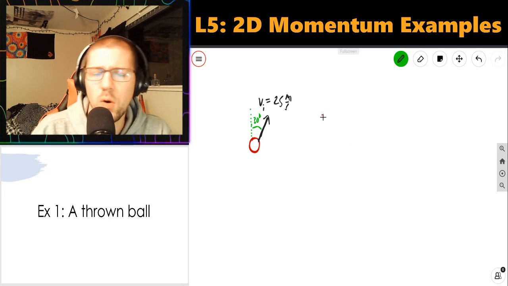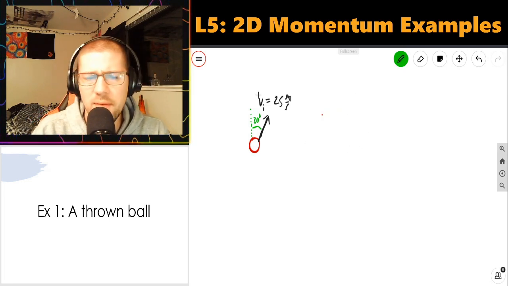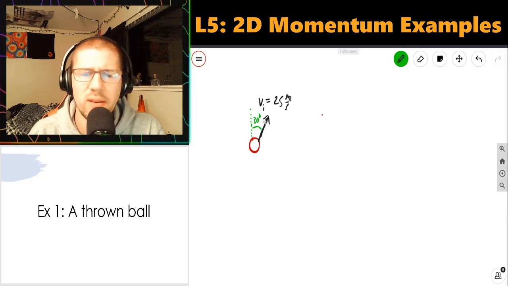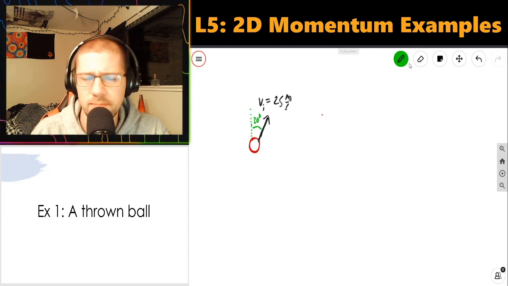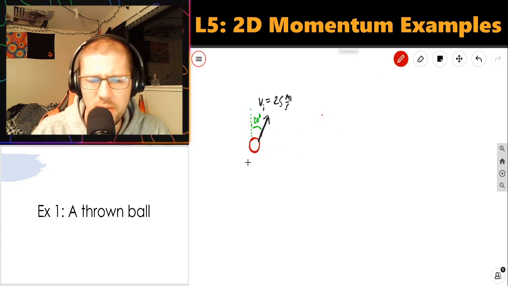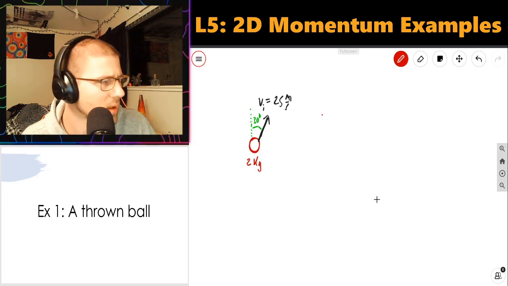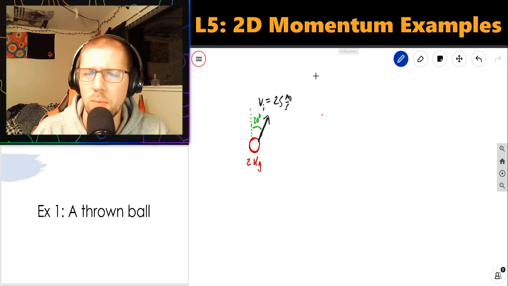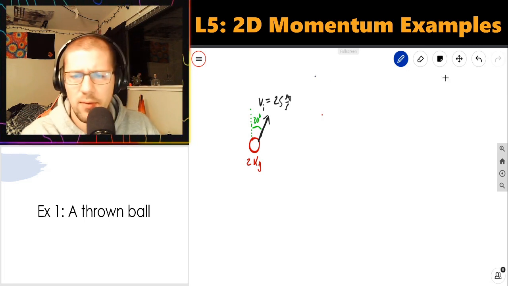Okay, so what I've given you here is a representation of the velocity in terms of the magnitude and direction, right? So I don't have the velocity in vector form just yet. I have the magnitude and direction. Let's also say, just for funsies, that the ball is 2 kilograms. All right. Let's set it up like it's a real problem. So I have a couple of questions.